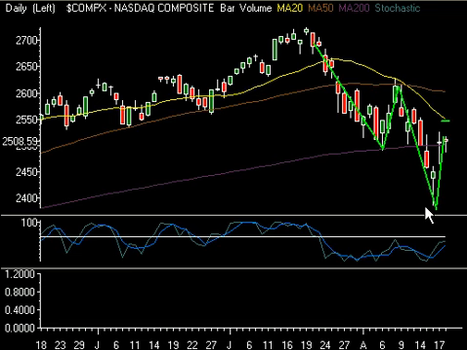And again, we are expecting another big push down, but it could take a week or two, guys. We need a consolidation period before the next move down.